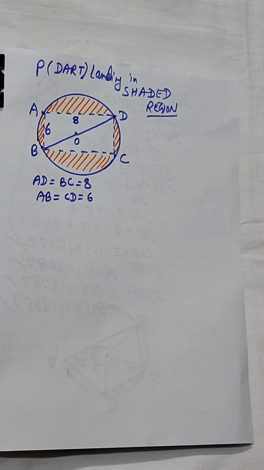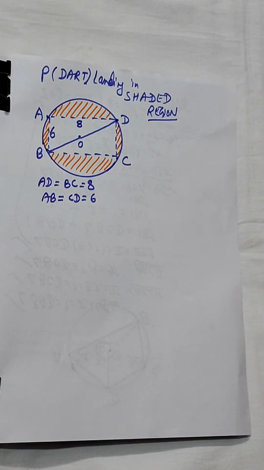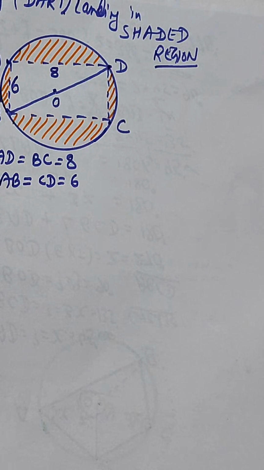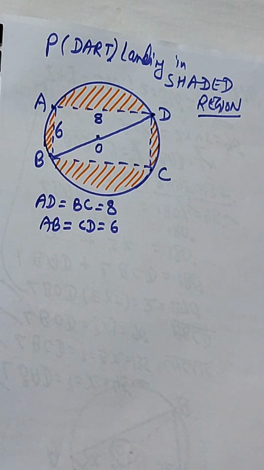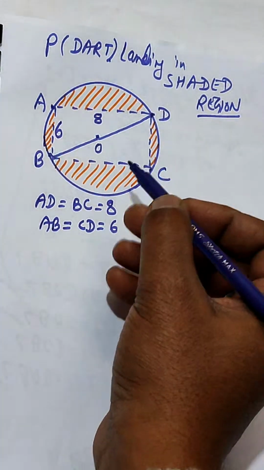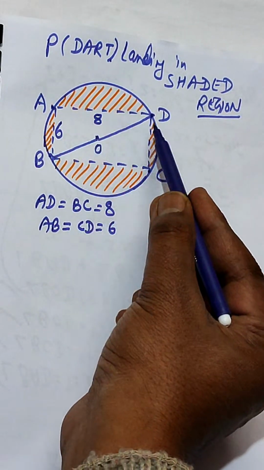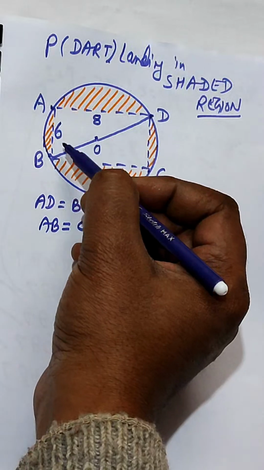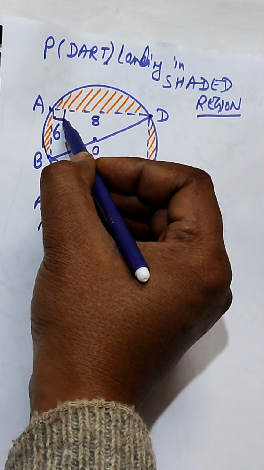So here we can say that if AD is 8, AB is 6, then this is a right angle triangle, isn't it?